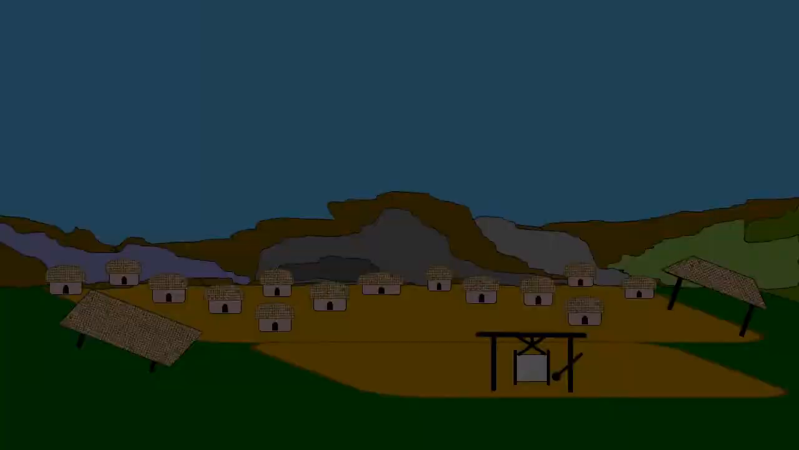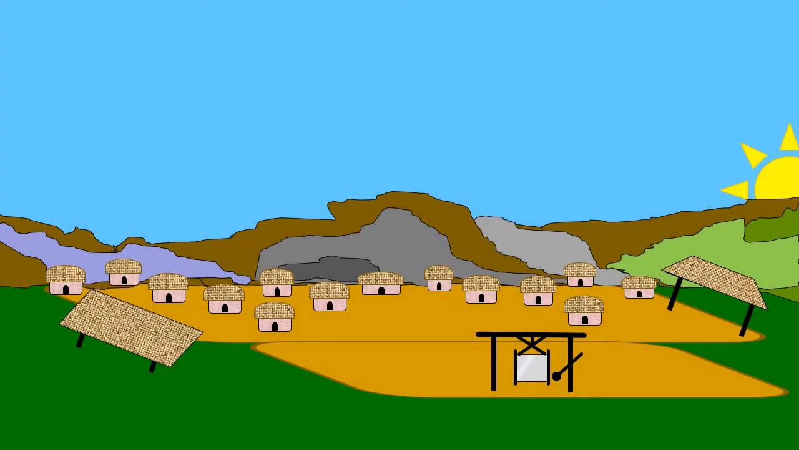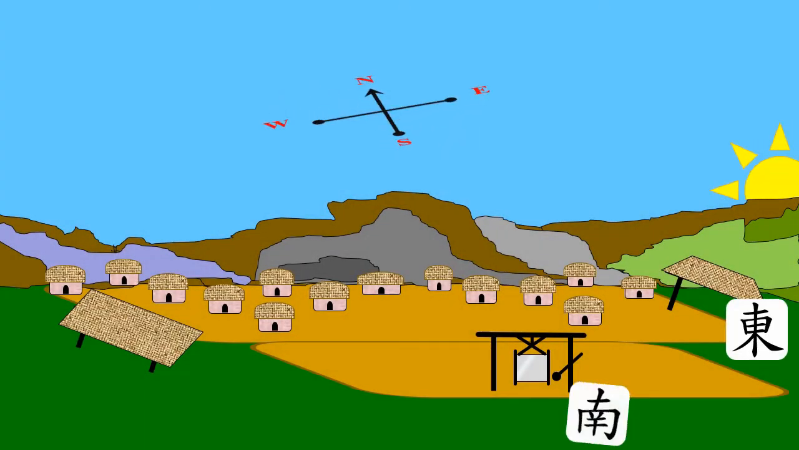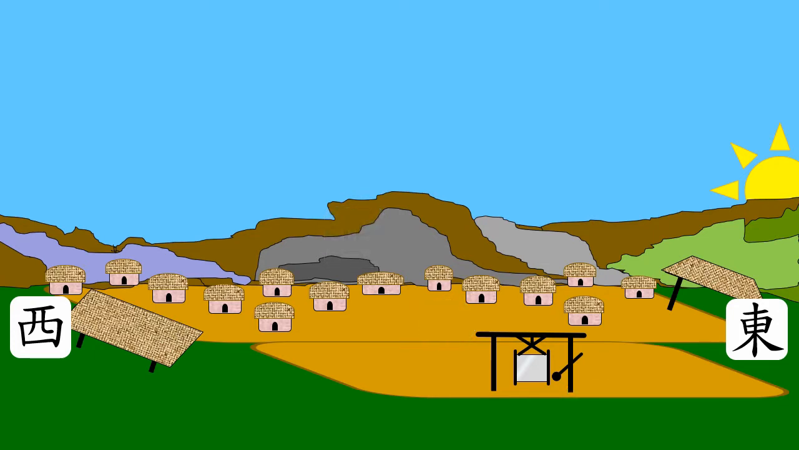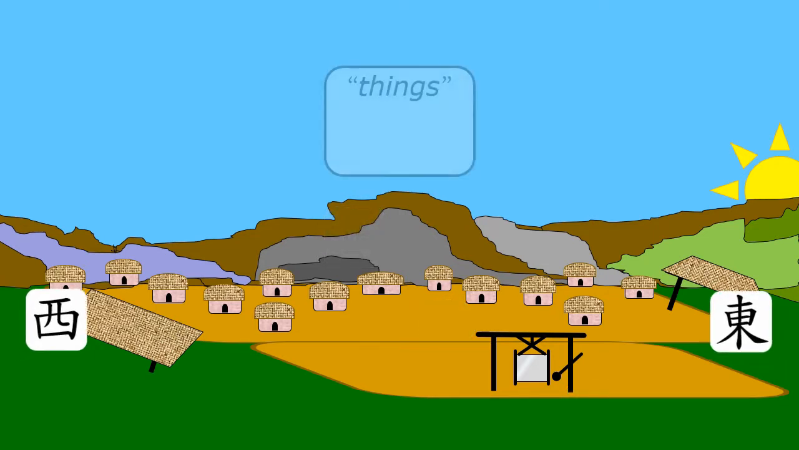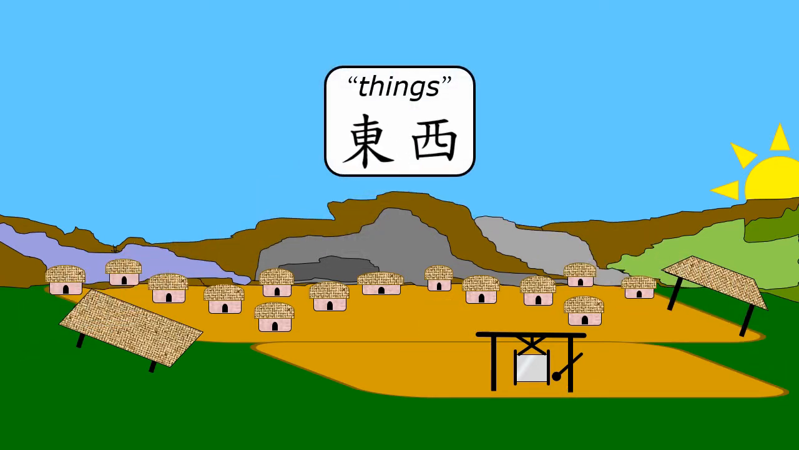Now let's return, for a moment, to the characters for East and West. The Chinese translation for English thing or things derives from the fact that tools and things are typically stowed on the east and west sides of a village, giving us the term 东西. Notice that the second syllable is unstressed when it has this meaning, 东西.